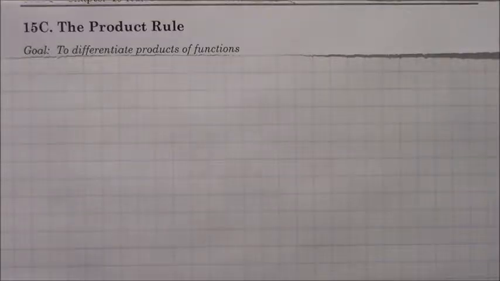Hi, welcome to lesson 15C, the product rule. Today's goal is to differentiate products of functions.